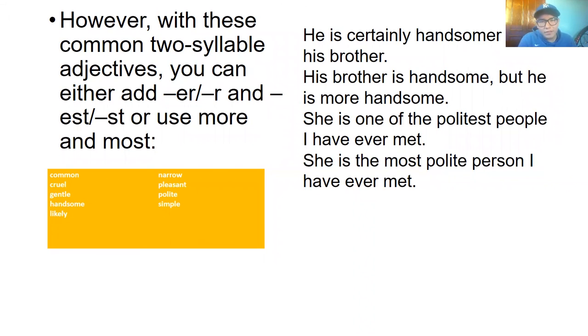Here's a comparison where we are using the word "than". Another example is, his brother is handsome, but he is more handsome. So here we are using more. She is one of the politest people I have ever met. So here we have polite that ends in E, so we just have to add ST. She is the most polite person I have ever met. So here we are using most.